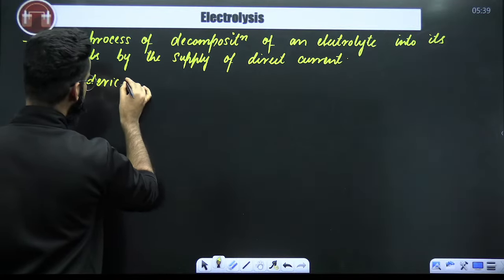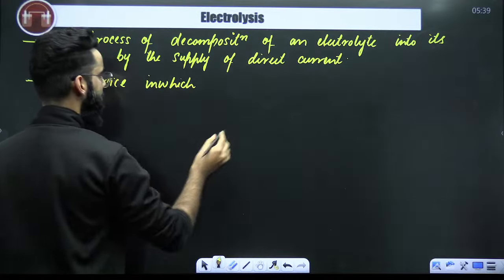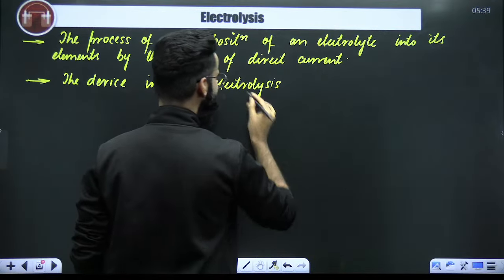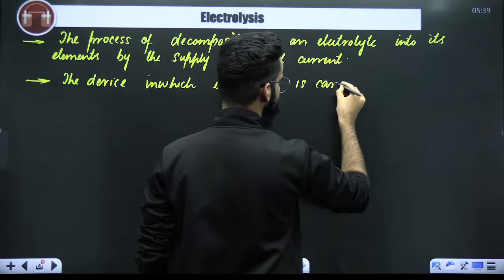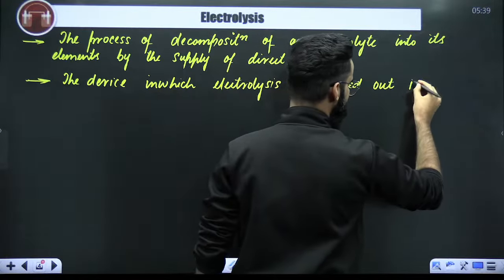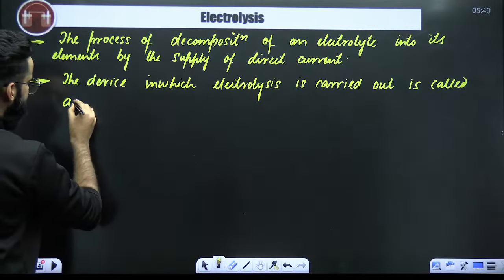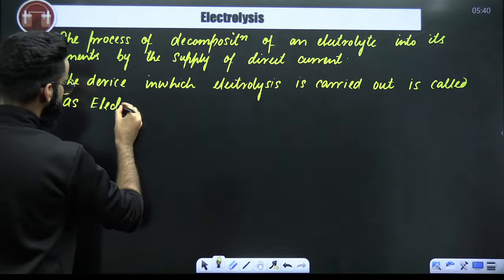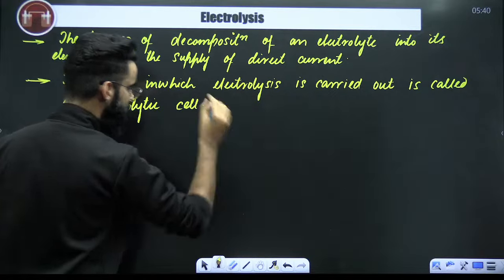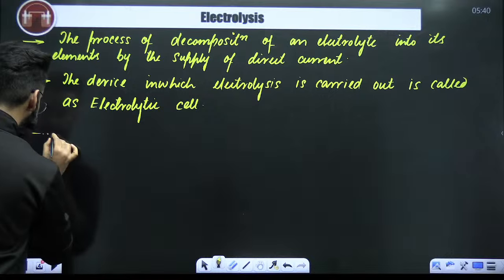Number two. The device in which electrolysis is carried out is called an electrolytic cell. That device is called an electrolytic cell. Point number two. Take a note of this. Point number three.